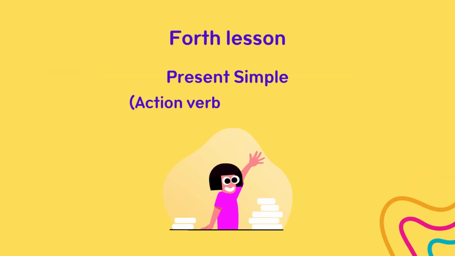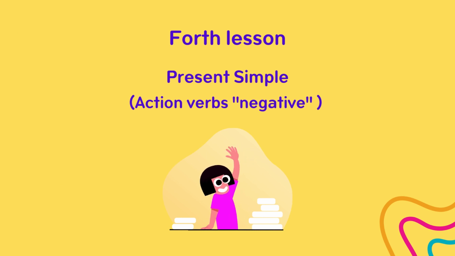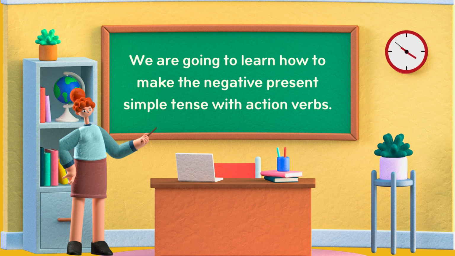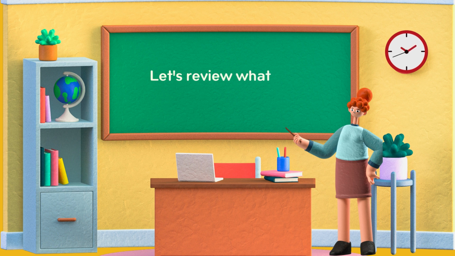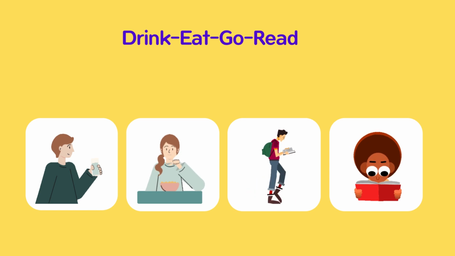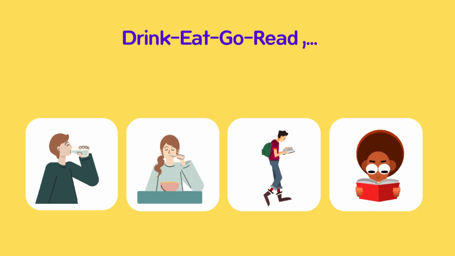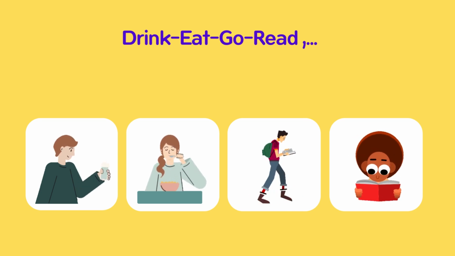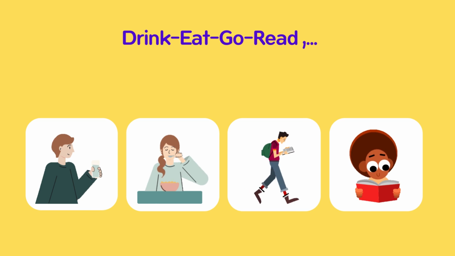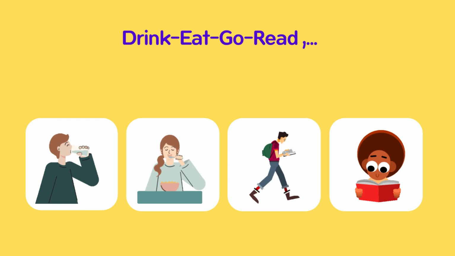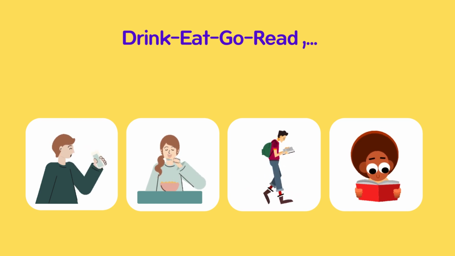Welcome to our fourth lesson. Present simple, action verbs, negative. Today we are going to learn how to make the negative present simple tense with action verbs. Let's review. What is an action verb? Drink, eat, go, read. These are some of the examples for action verbs. As we talked about before, action verbs are the verbs that we are doing something. There is an action going on. That's why they are called action verbs.